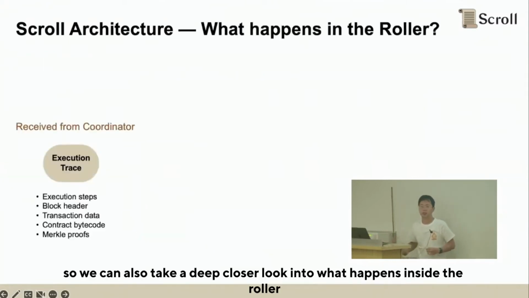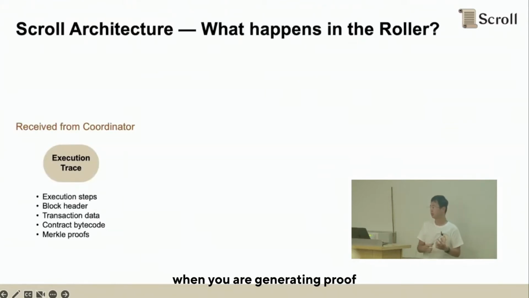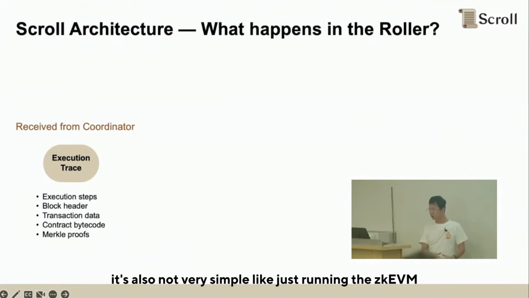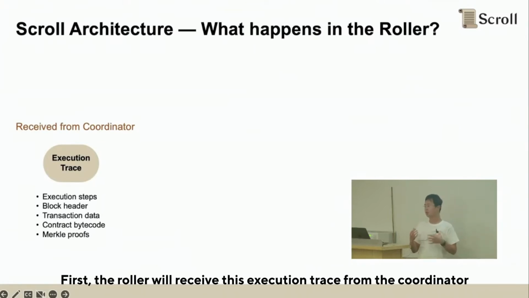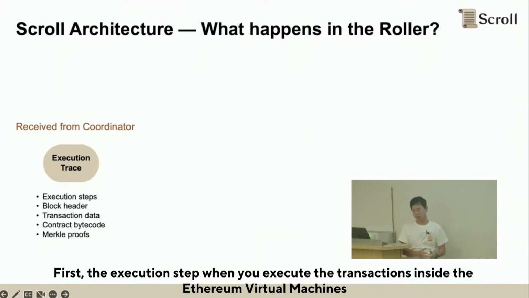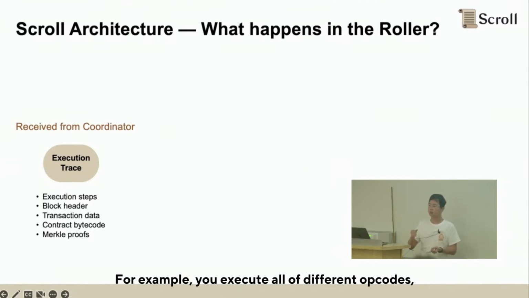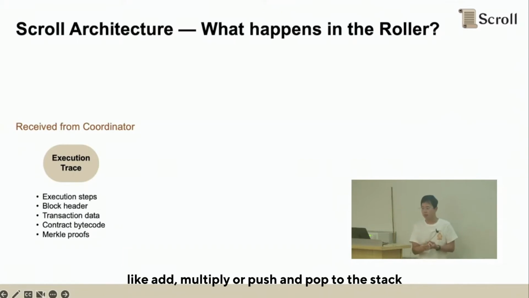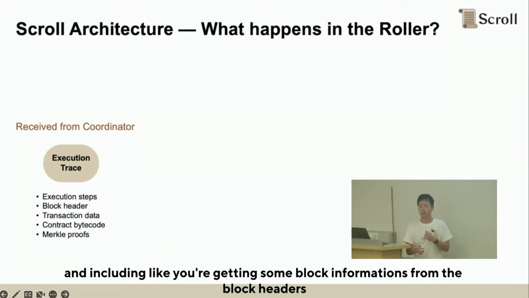Okay, so we can also take a closer look at what happens inside the roller when you're generating the proof, because it's not as simple as just running the zkEVM. First, the roller will receive this execution trace from the coordinator. And what's inside this execution trace? It includes the following things. First, it has the execution steps when you execute transactions inside the Ethereum virtual machine. For example, you will execute different opcodes like add, multiply, or push and pop to the stack, and then read or write to the memory, and also get any block information from the block headers.